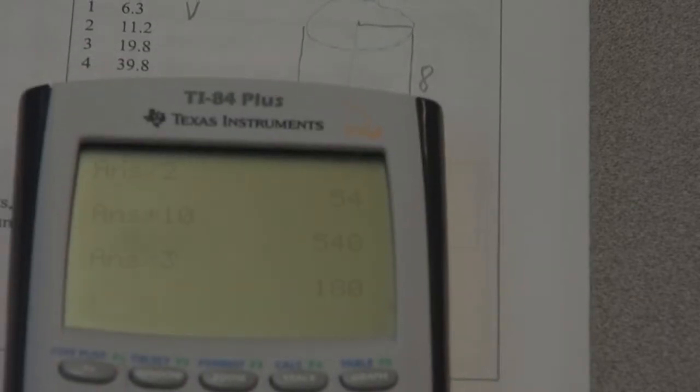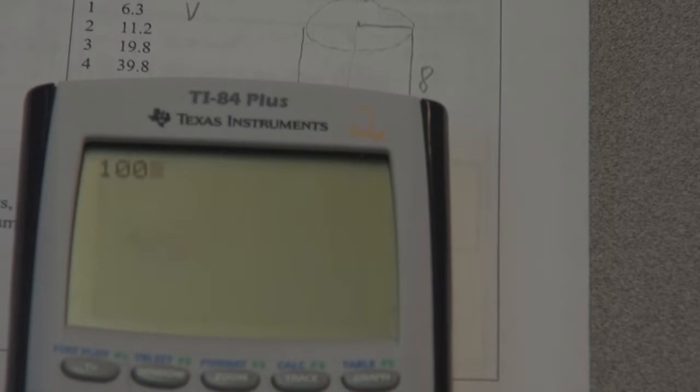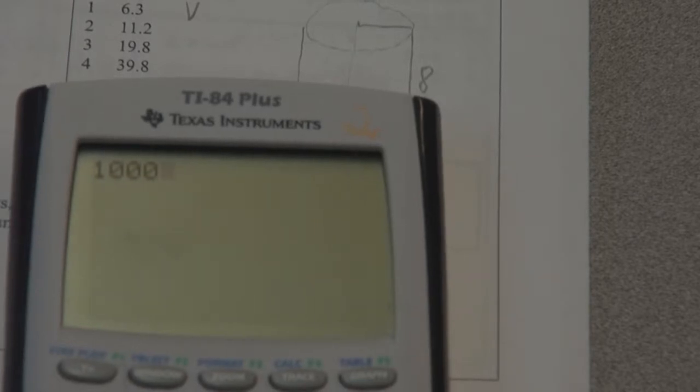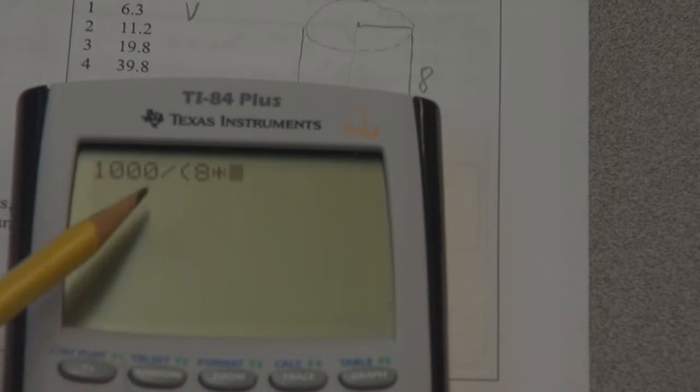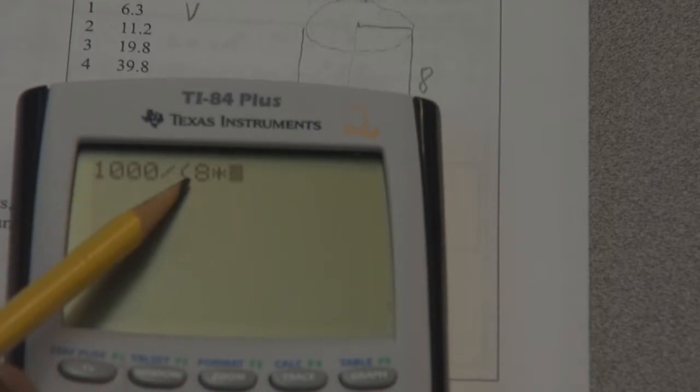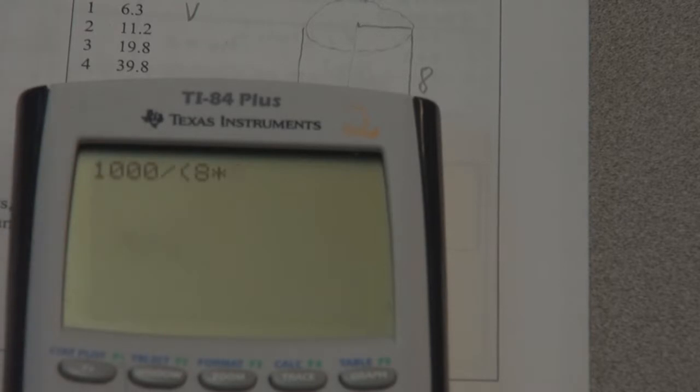Let's see. 1,000. Okay, divided by, and then I do 8 times. You see how I put it in parentheses? I'm telling it to divide by the whole thing, because if I don't put parentheses, it's going to divide by 8, and then it's going to divide by pi, and that's not what we want. So 8 times pi. And close parentheses, and boom. That's what we get.